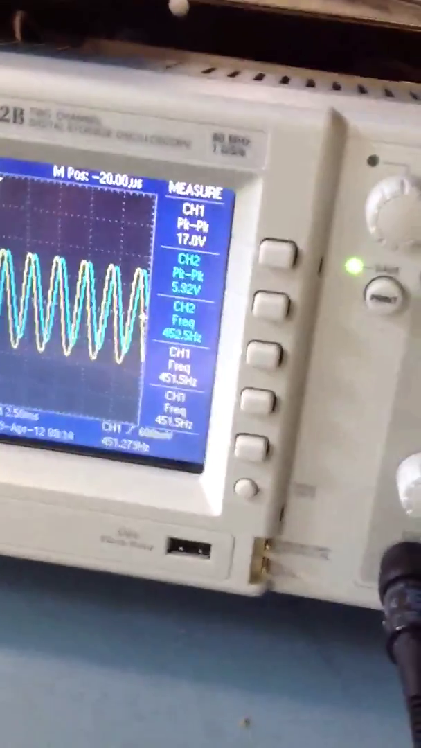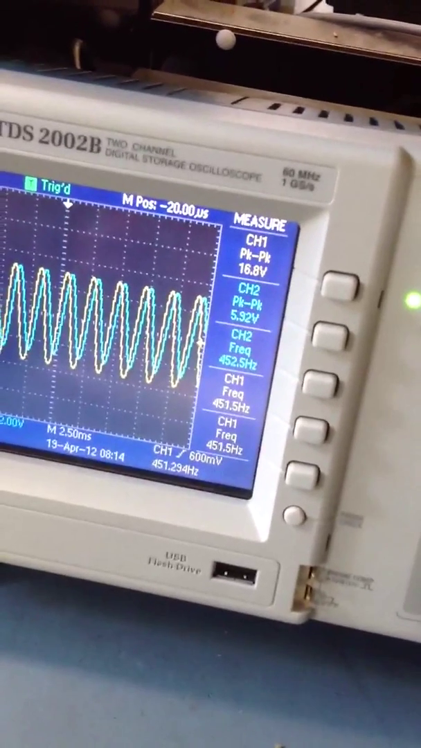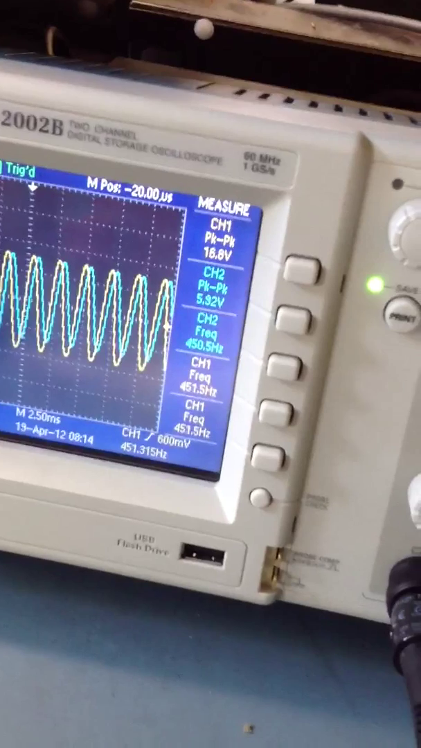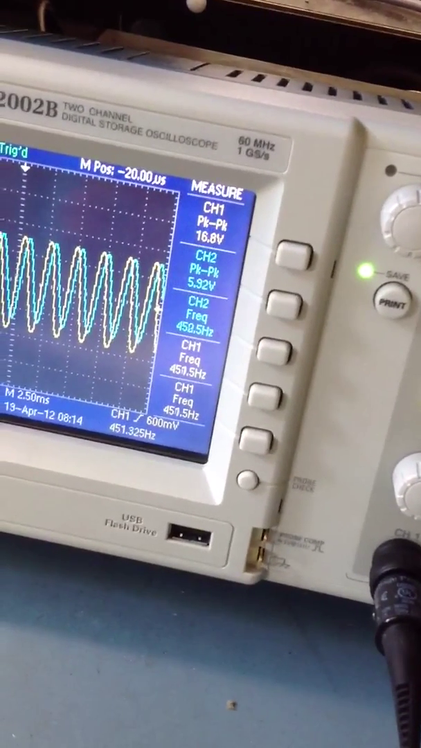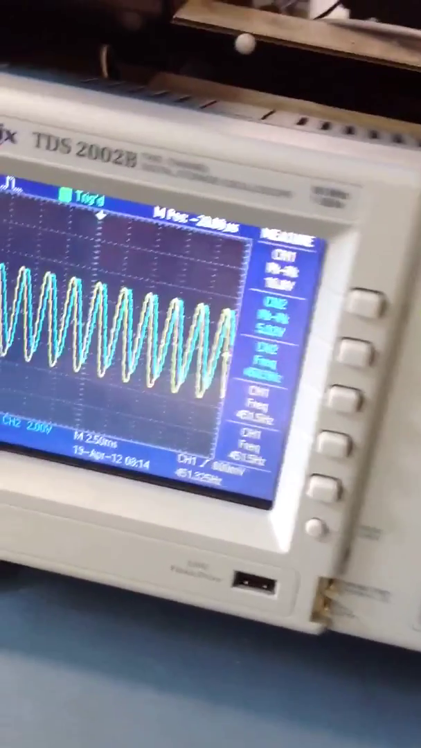So the amplitude is just the peak to peak divided by 2. So this one would be 16.8 divided by 2, which is 8.4, and the amplitude of the response would be 5.92, which is almost 6, divided by 2, which is 3.